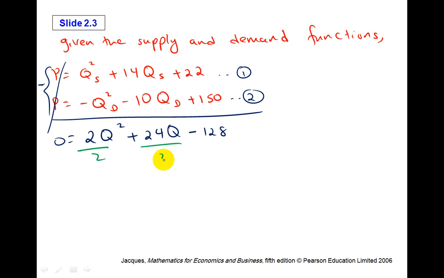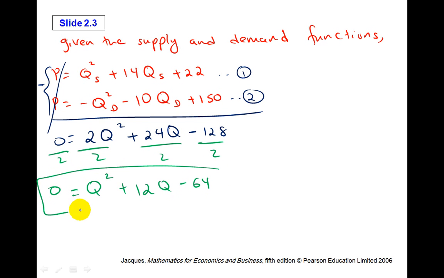So here it will be Q squared plus, of course this also will be divided by 2, so 0 equals Q squared plus 12Q minus 64. So I think it's kind of difficult to factorize this one, so we can go and use the quadratic formula. 0 equals Q squared plus 12Q minus 64.